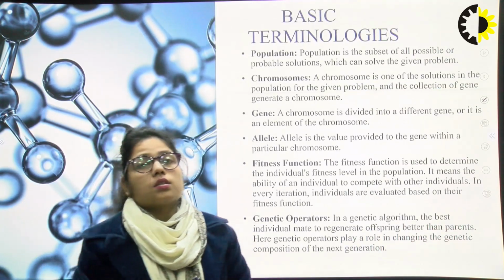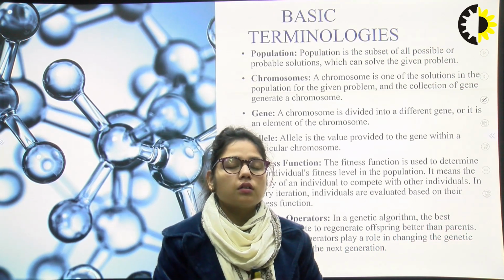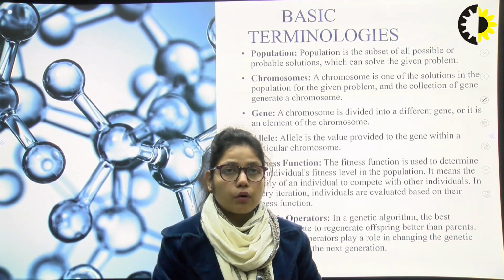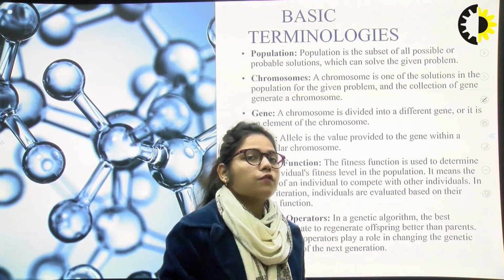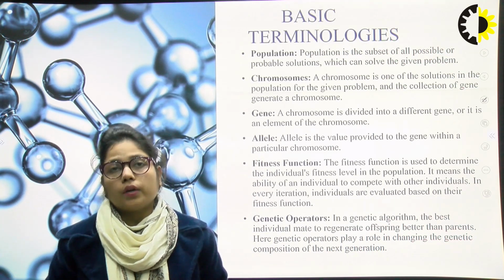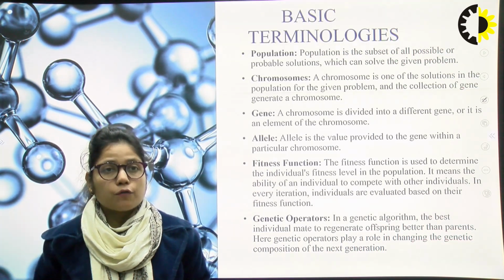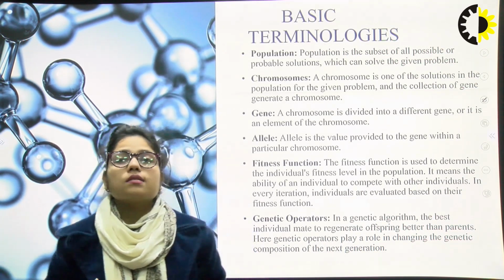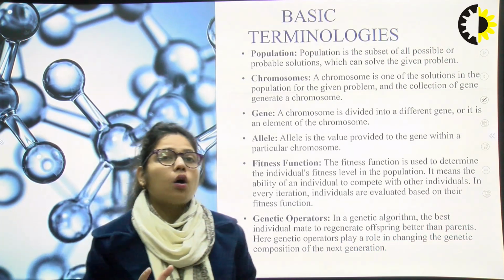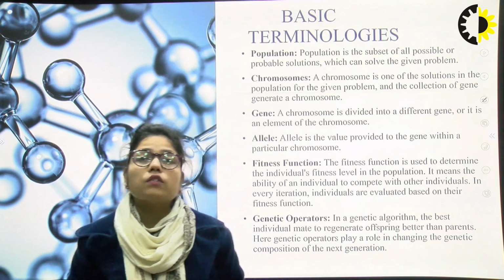Basic terminologies. We have different terminologies for genetic algorithms, like population, chromosomes, genes, alleles, fitness functions, and genetic operators. First, I will explain what is population. Basically, population is the subset of all possible or probable solutions which can solve the given problem.